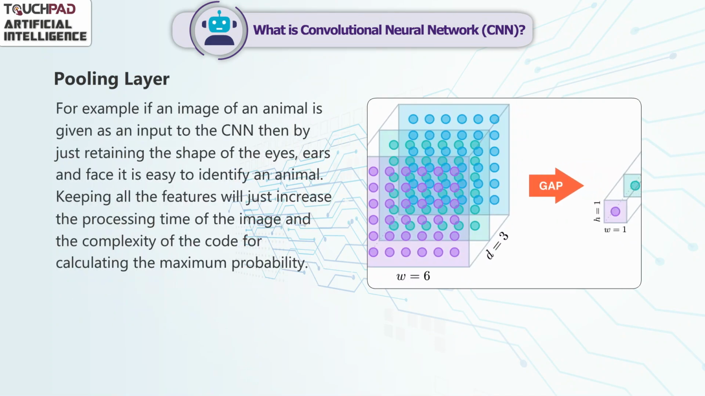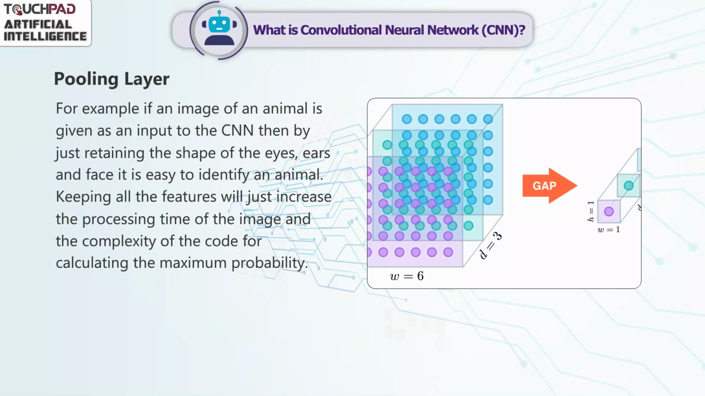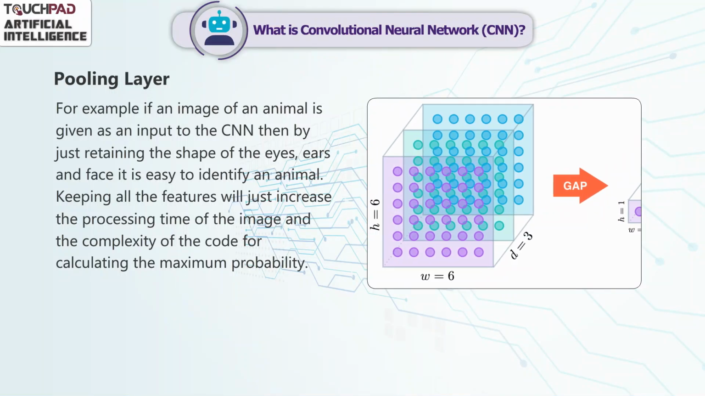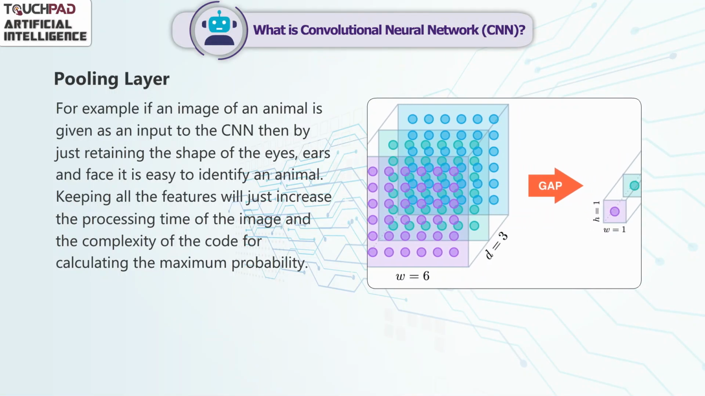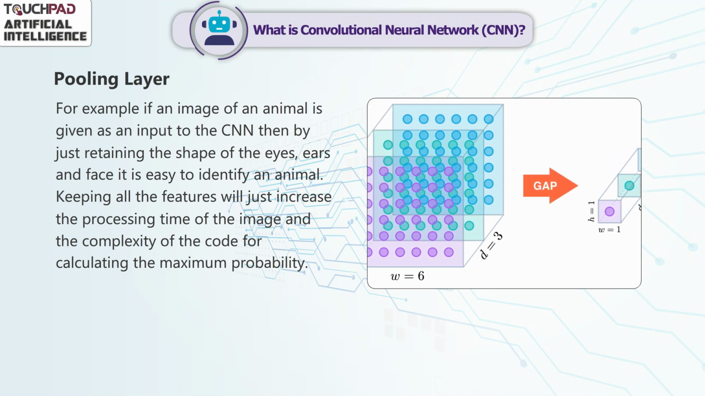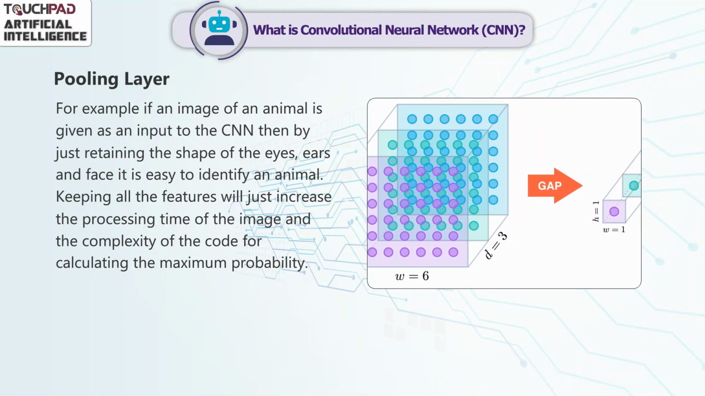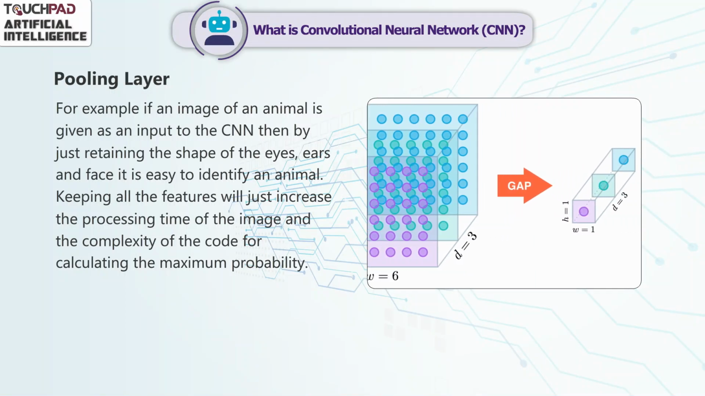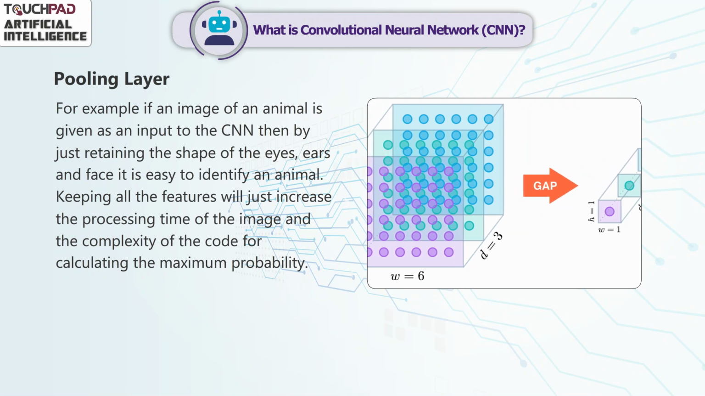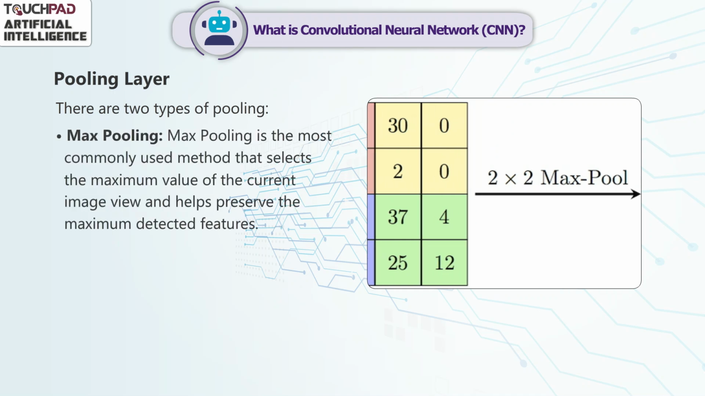For example, if an image of an animal is given as an input to the CNN, then by just retaining the shape of the eyes, ears, and face, it is easy to identify the animal. Keeping all the features will just increase the processing time of the image and the complexity of the code for calculating the maximum probability. There are two types of pooling.